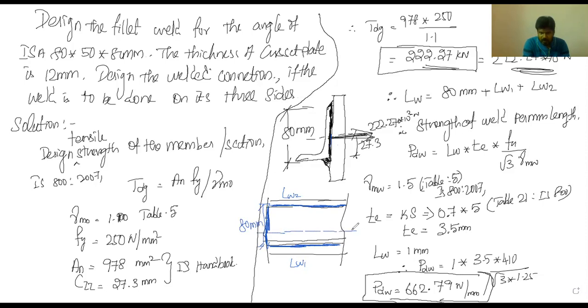So here the centroid is going to act here. At the centroid we can have the force of 222.27 kilonewton. Now we are going to equate these forces at this side, which means we are going to equate the moment with respect to this position. So what are all the forces we are going to have? The strength of weld per mm length multiplied with LW1, that is one thing. Another one is the strength of weld multiplied with this distance. Now it is going to have moment here, which is equal to the total load. We are going to equate that right now.